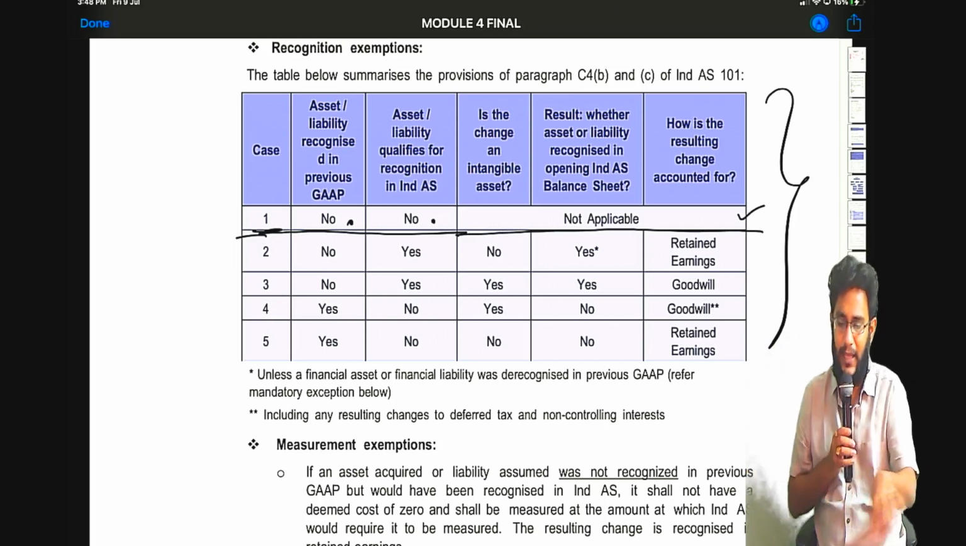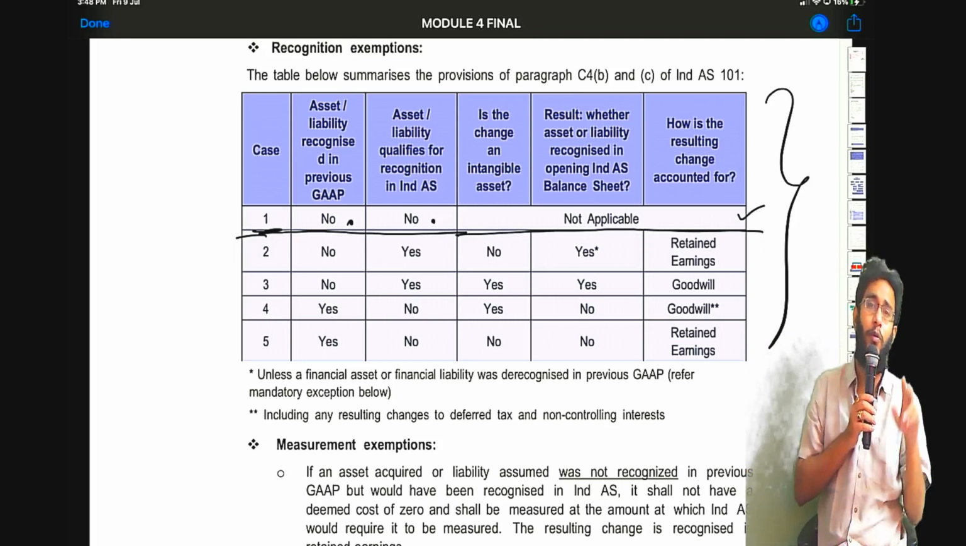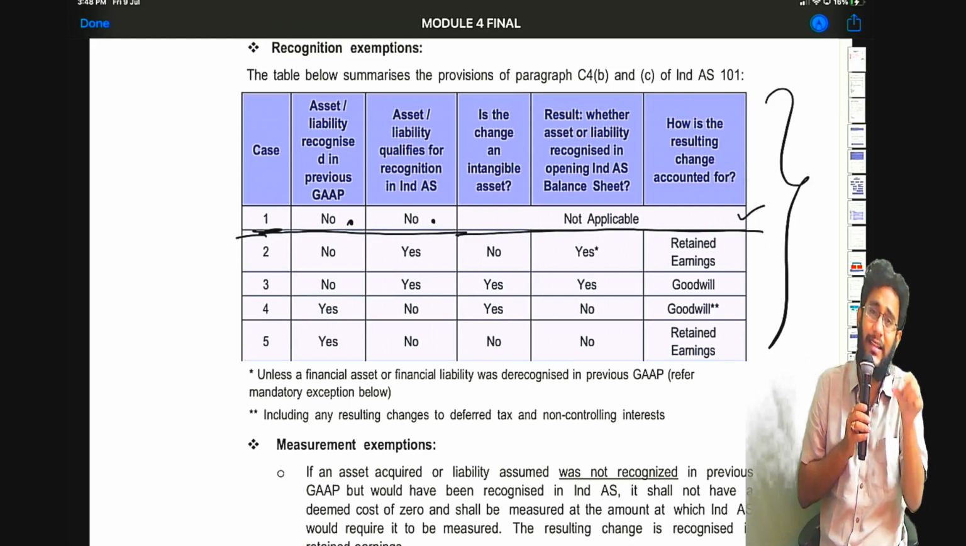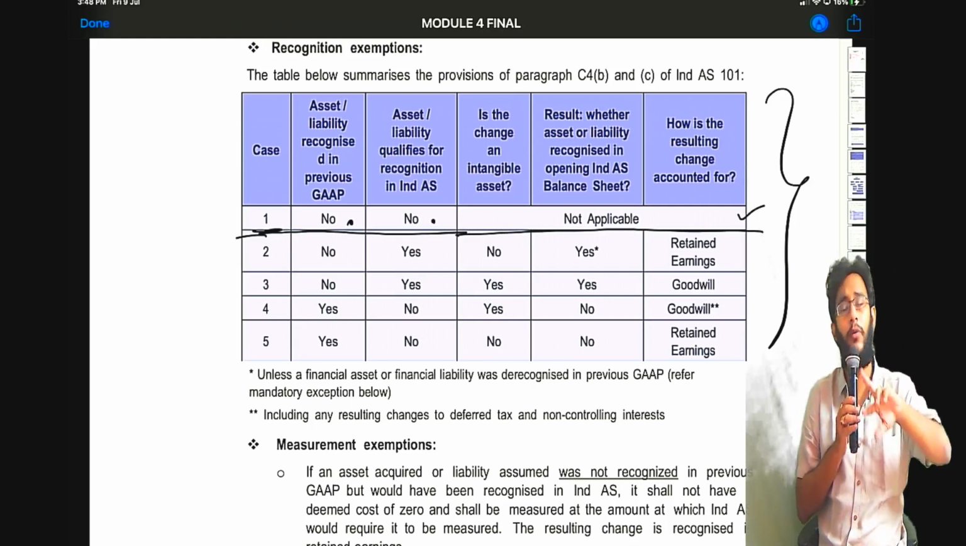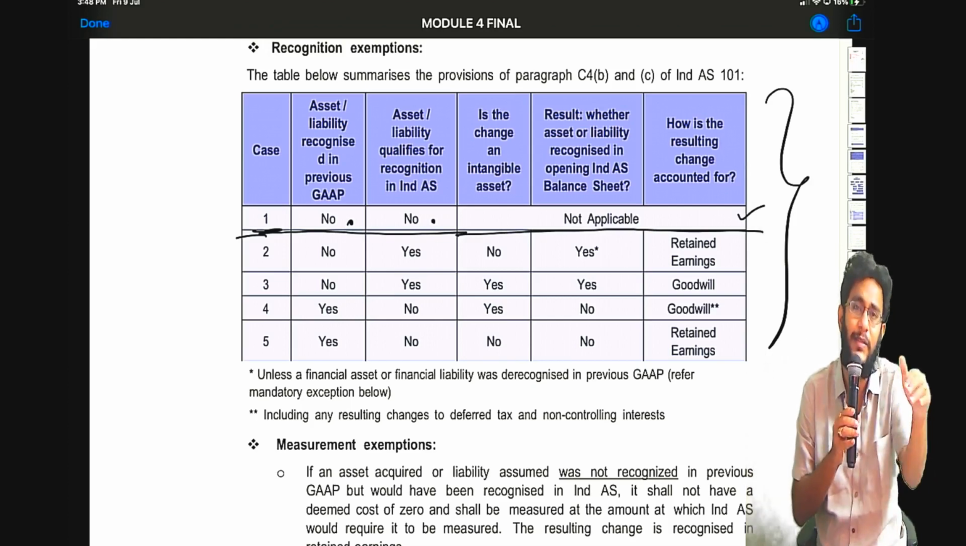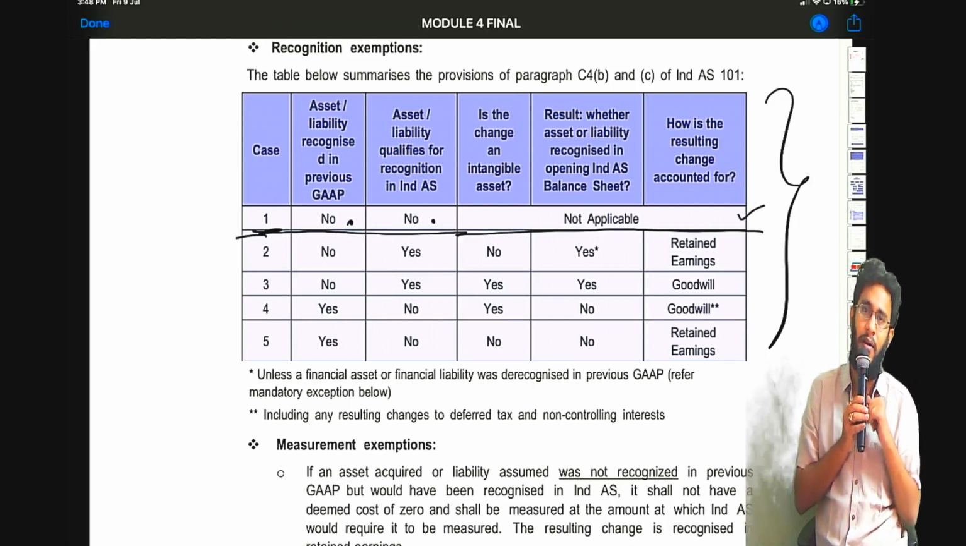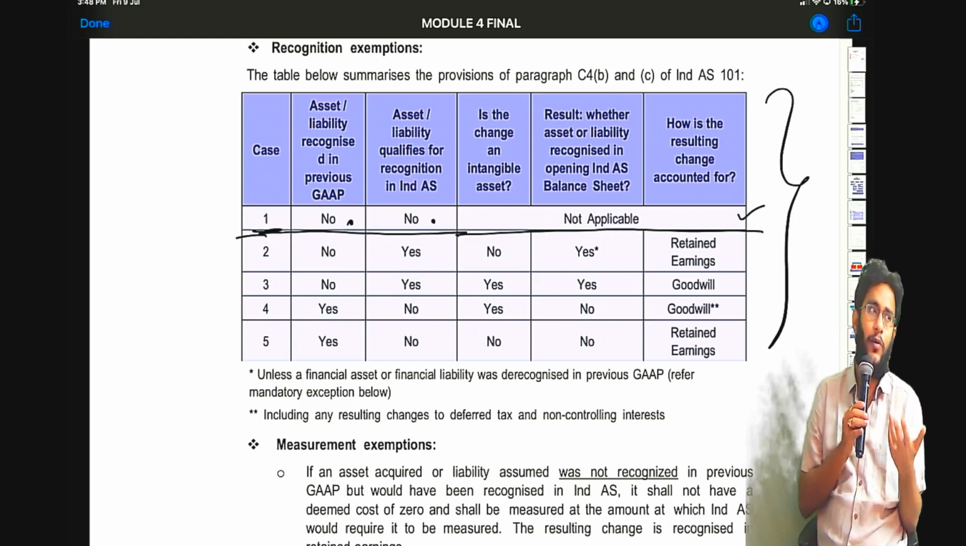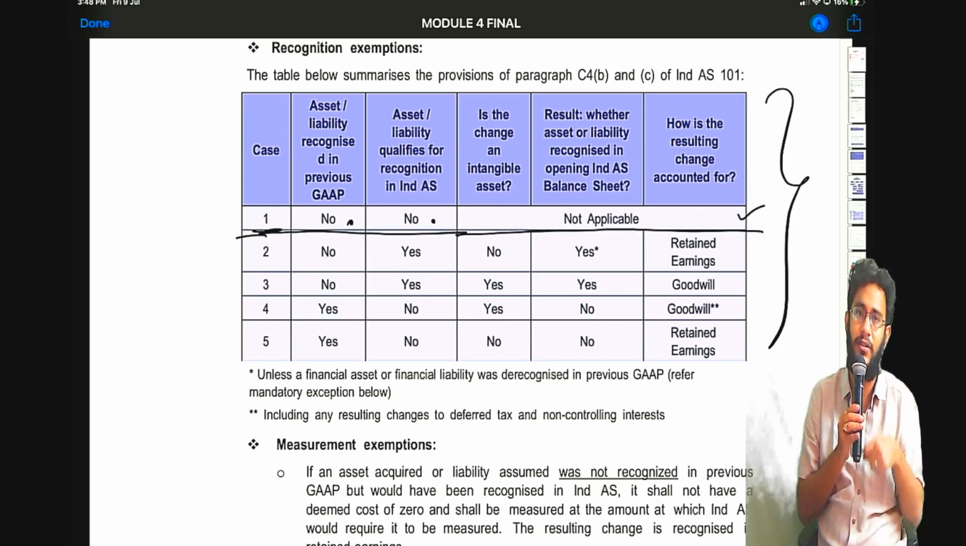Now, the table is about when you recognize an asset or liability right now, or you have to de-recognize an asset or liability right now, where will you give the corresponding effect? So you must understand, if I tell you to create an asset in the balance sheet on the transition date, you will create an asset.